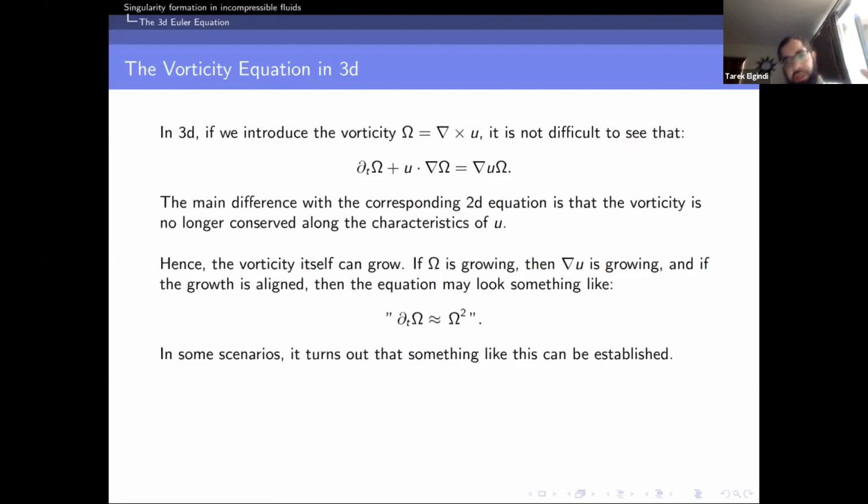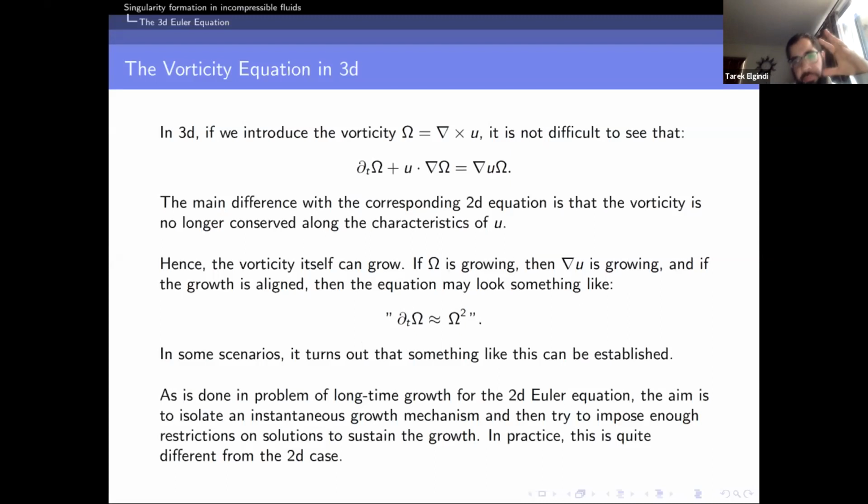And if the growth is aligned in the right way, then the equation will become reminiscent of a Riccati type equation. I put this in quotation marks because omega is a vector, so it's not really correct to write this, but something like this can be established in some scenarios. I'll talk about that near the end.